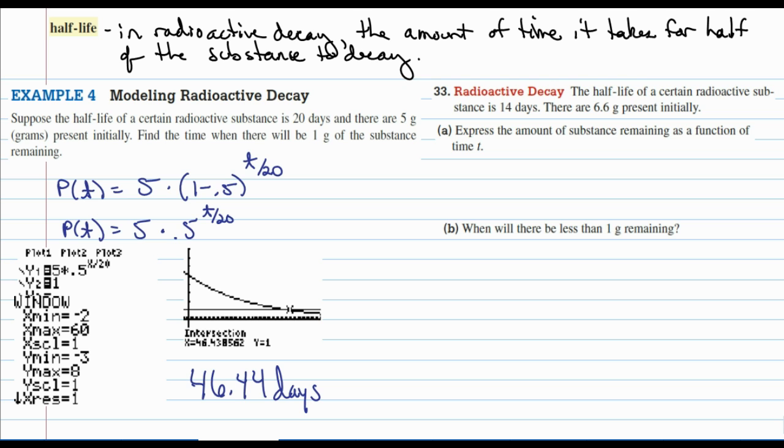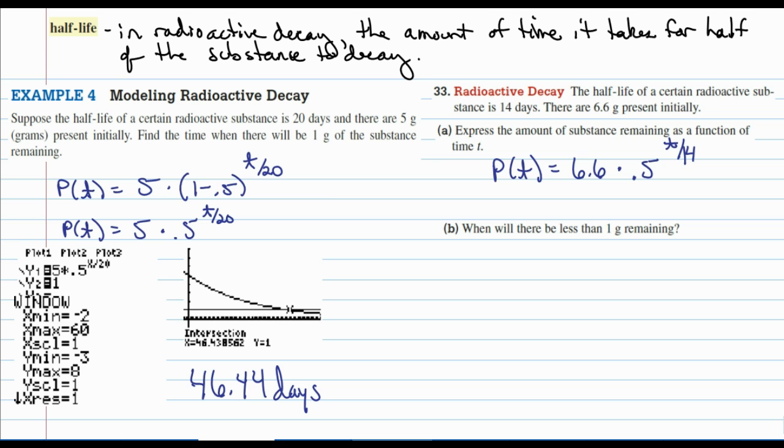The now try problem number 33 is also dealing with radioactive decay. The half-life of a certain radioactive substance is 14 days. There are 6.6 grams present initially, so I can set up my exponential decay function. P of t equals, let's see, there's initially 6.6 grams. We are the half-life of the substance, so 50% of it will be left after 14 days. Oops, 14 days. There we go.